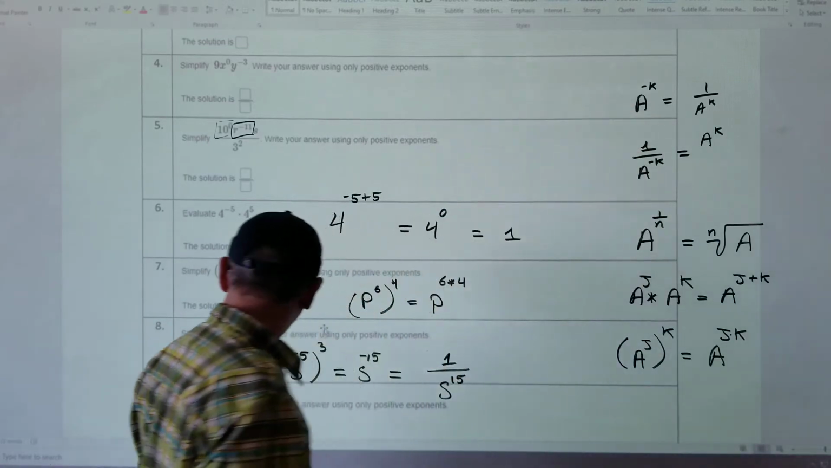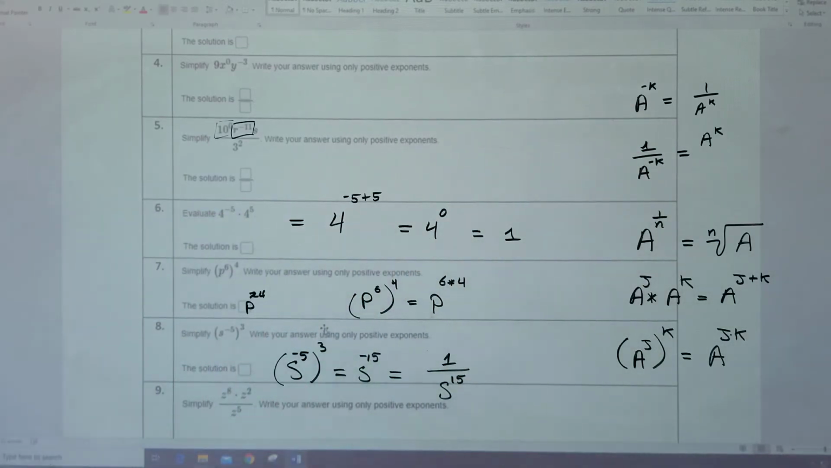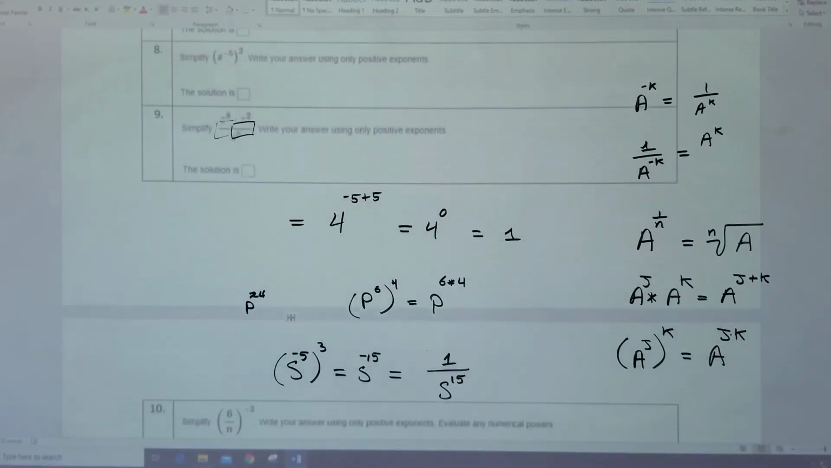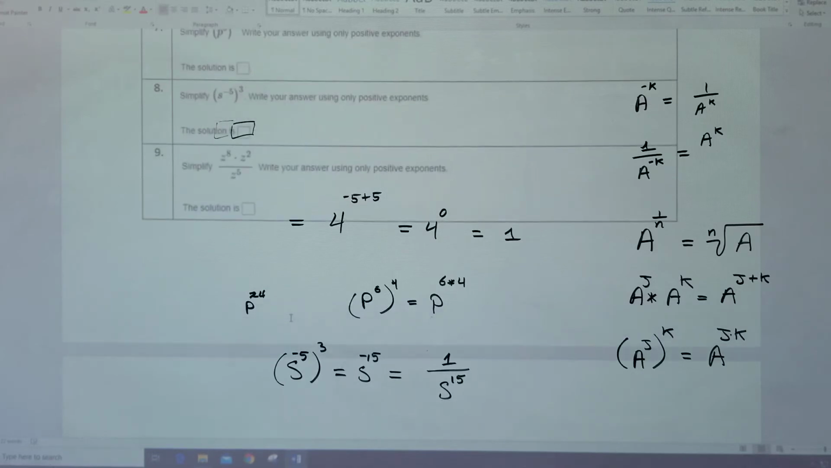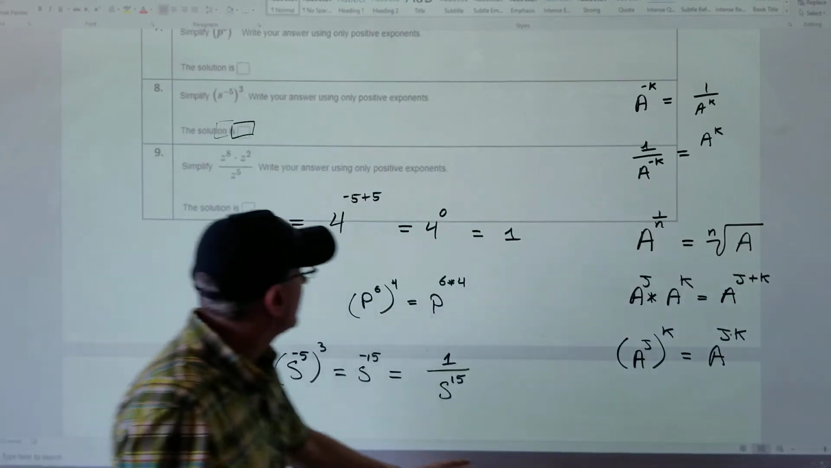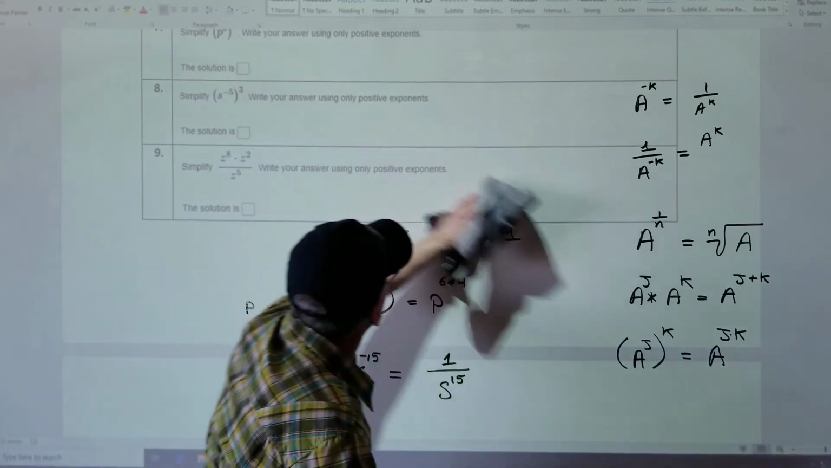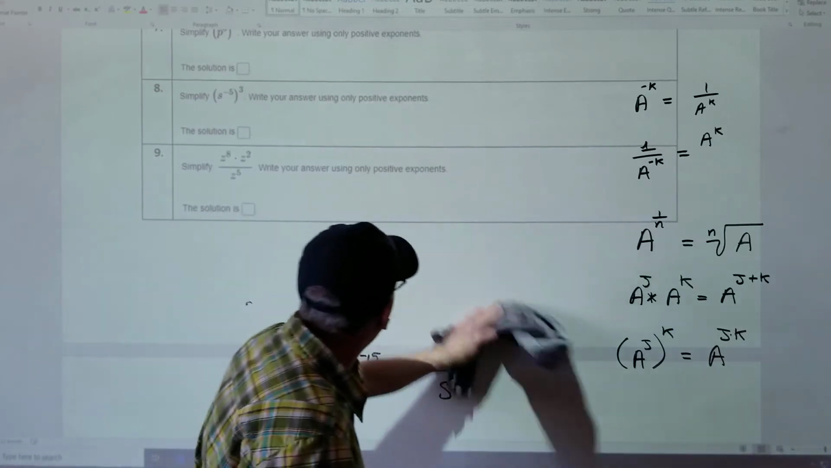Oh, we're out of room. We're going to have to scroll again. Scroll and erase. We're on problem 9 now. And then we'll scroll again and get down to the second page. Write your answer using only positive exponents.